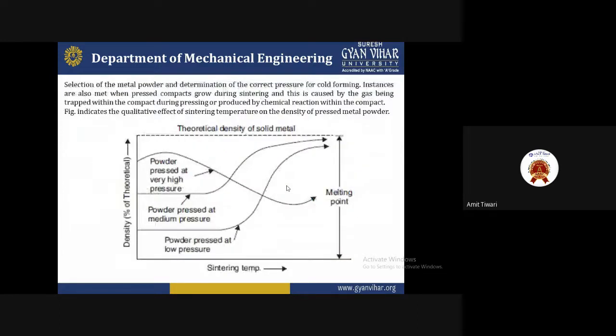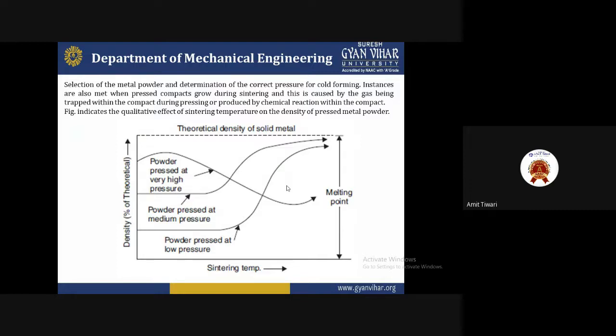Now you can see the diagram showing the selection of the metal powder and determination of the correct pressure for cold forming. Instances are also made when pressed compacts grow during sintering, and this is caused by gas being trapped within the compact during pressing or produced by chemical reactions within the compact. The figure indicates the quantitative effect of the sintering temperature on the density of pressed metal powder.